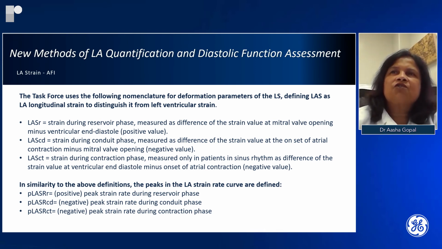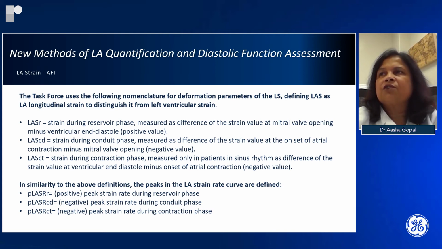So the strain rate, which expresses the speed of deformation, can also be calculated for each phase and has the same sign as the strain for each phase. So a positive peak strain rate during the reservoir phase, a negative peak strain rate during the conduit phase, and again, a negative peak strain rate during the contraction phase.